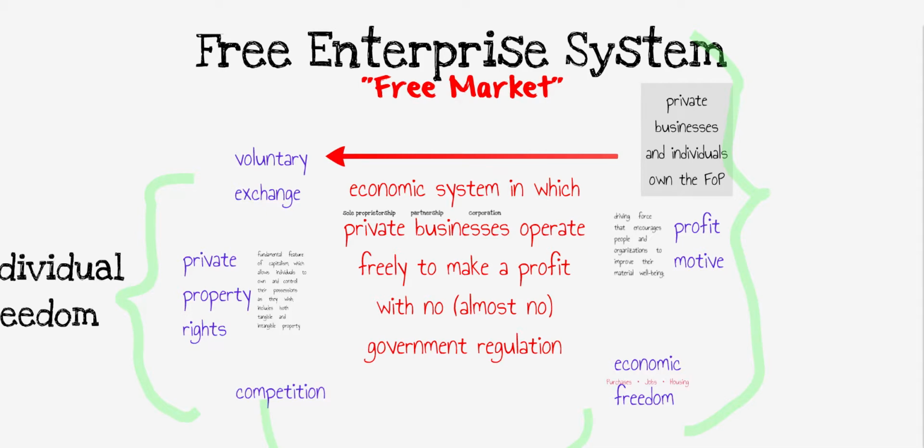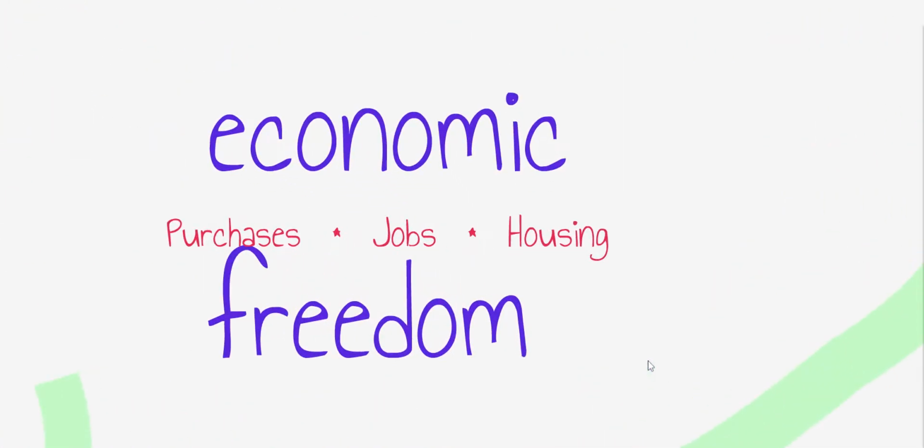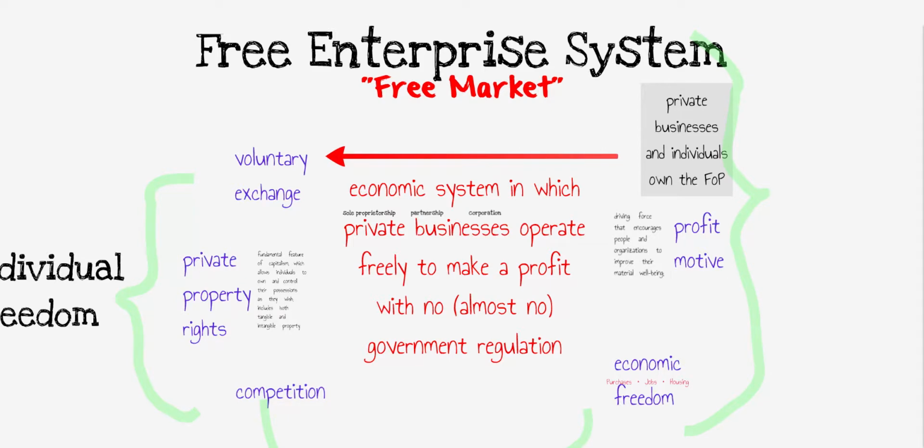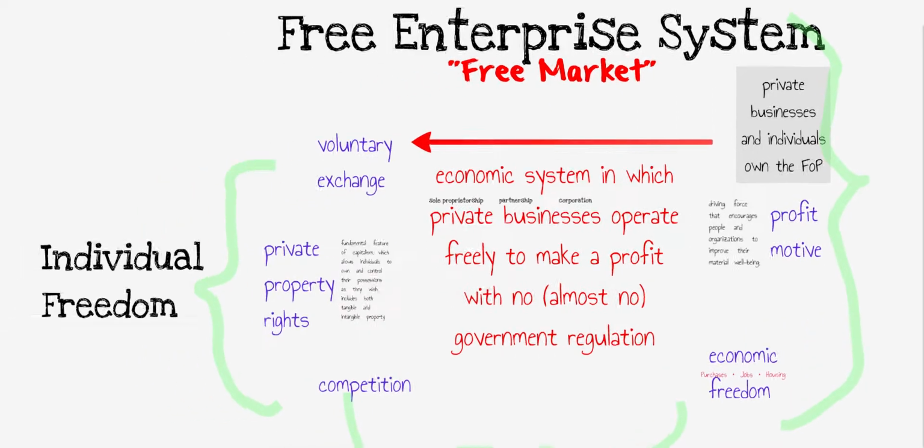Now, we can think of economic freedom as buying what we want to buy, but we can also think about economic freedom meaning that every individual can freely choose what job they have. Every individual can freely choose the housing that they want to have. And of course, this can bring up issues of, how much economic freedom does everyone have? Does every group in society have the same economic freedom? But the idea in the free enterprise system is that economic freedom is a key element in the system.